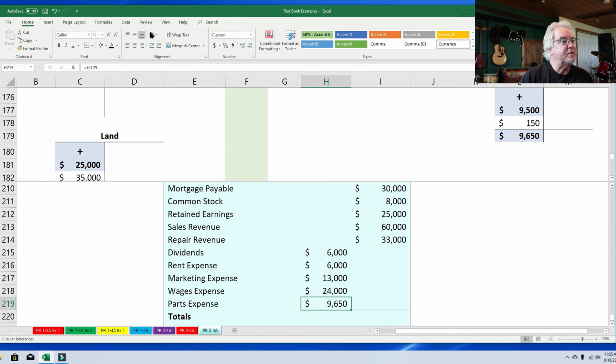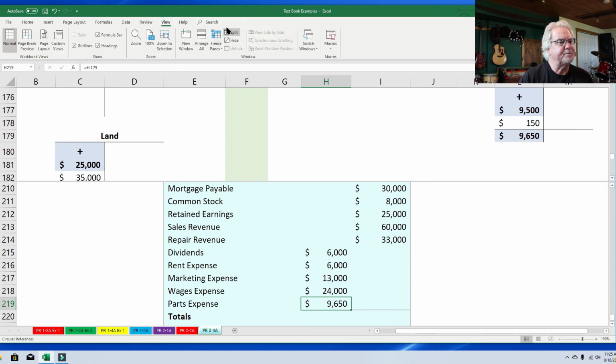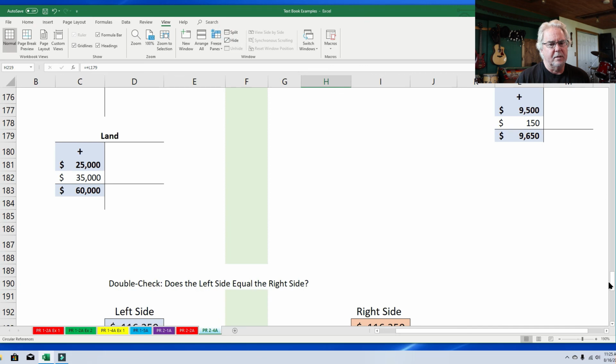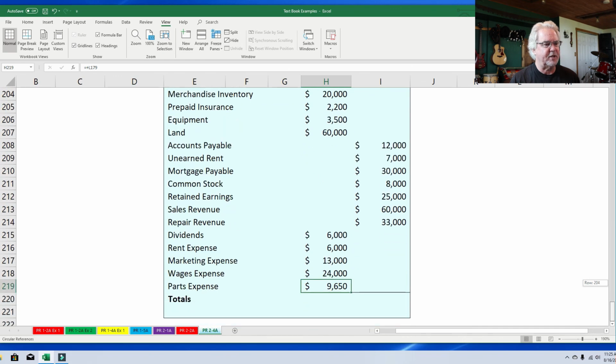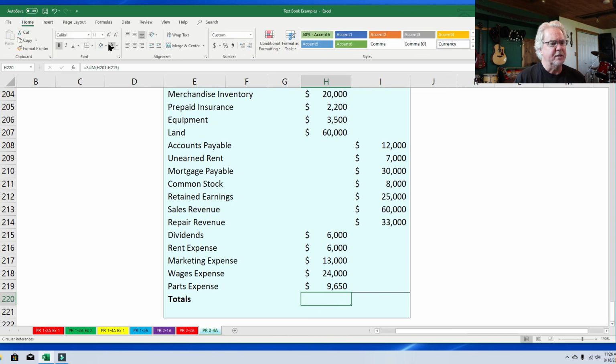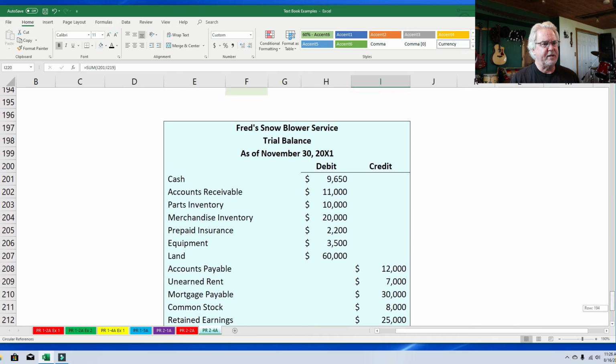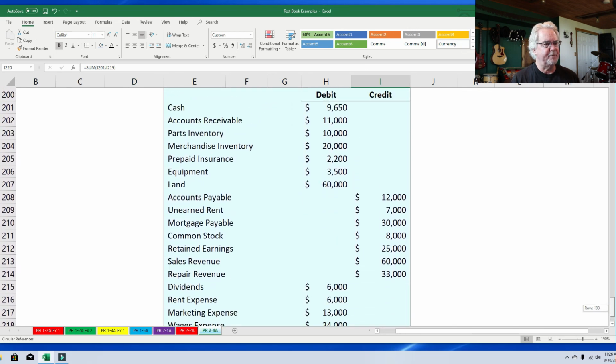Last step, and I'm going to get rid of the split here. So here's our trial balance that we just finished filling in. Here's our last step. All we're going to do is add up the left-hand side and then add up the right-hand side and just make sure they balance. That's all we're going to do. And if you're doing it on Excel, you can have it done in a heartbeat. So we have 175,000 on the left, 175,000 on the right. There we go. It all adds up.